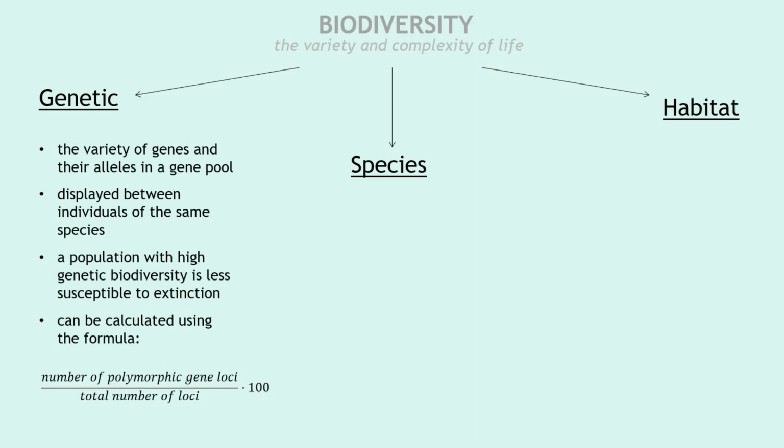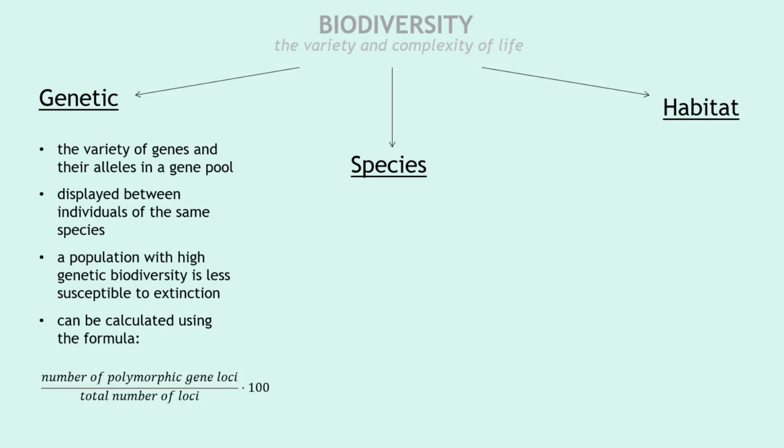And then this formula, this value that we obtain, gives us an idea of the genetic biodiversity of a population. If the proportion of polymorphic gene loci is large, that means that there are many genes with many alleles, and that means that the gene pool will be larger, and therefore we can say that the population has high genetic biodiversity.